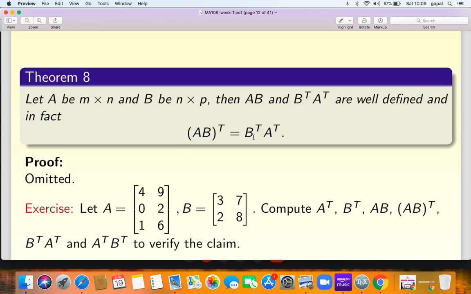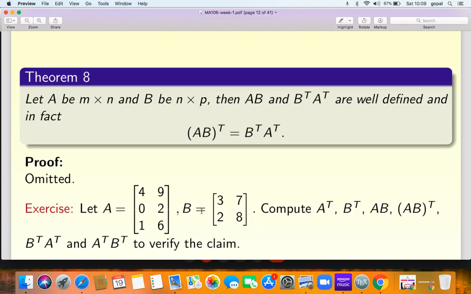All right. So now A is a 3 cross 2 matrix and B is a 2 cross 2 matrix. 3 cross 2 multiplied by 2 cross 2. The product AB makes sense. But the product BA doesn't even make sense.